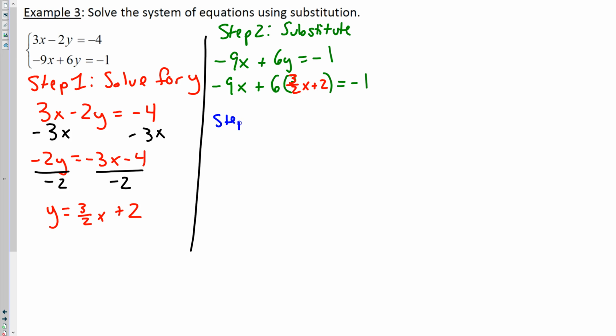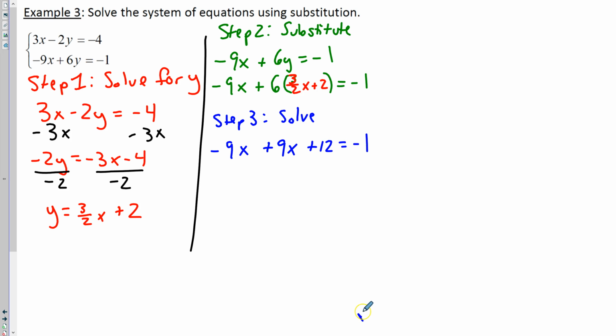Step 3 is now to solve for the x in this instance. So solving for the variable that you have just created as your only variable in your equation. So I can do that by distributing our 6. So 6 times 3 halves, that would be 18 over 2 or 9x. And 6 times 2 gets me a 12, a +12.